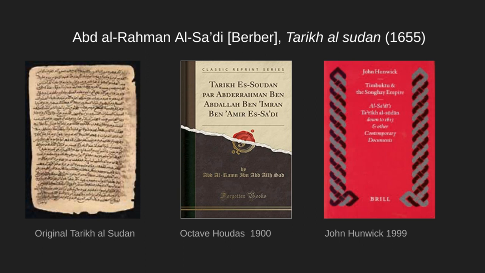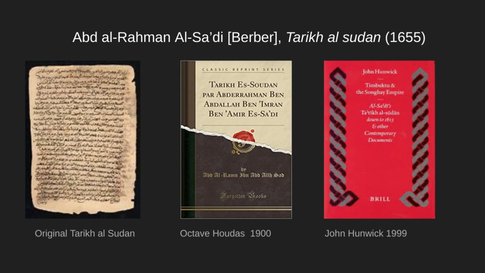The Tariq Al Sudan was written around the same time as the Tariq Al Fattash. Indeed, Kati is mentioned in the Tariq Al Sudan as a contemporary of Al Sadi, and he was a Berber. So again, this gives you a sense of the cultural diversity. He would be more like the Tuareg as opposed to Kati, who was Songhay. But he recounts much of the same history that Kati recounts in the Tariq Al Fattash.